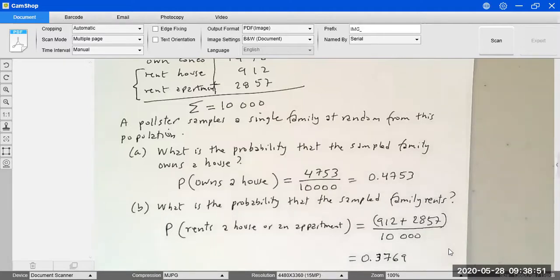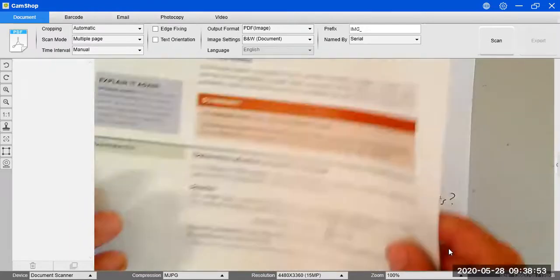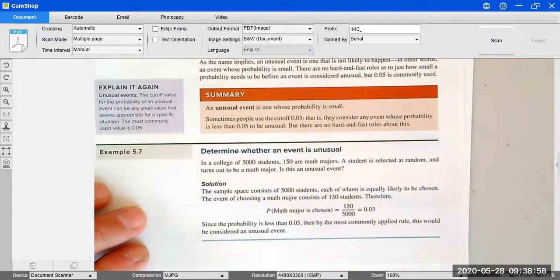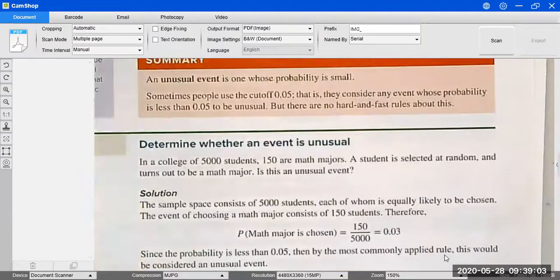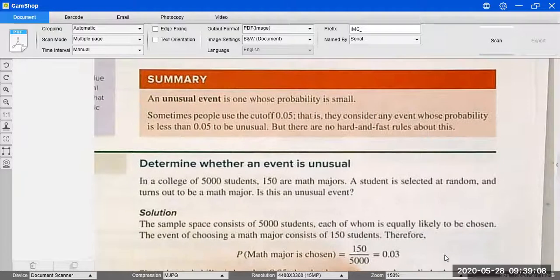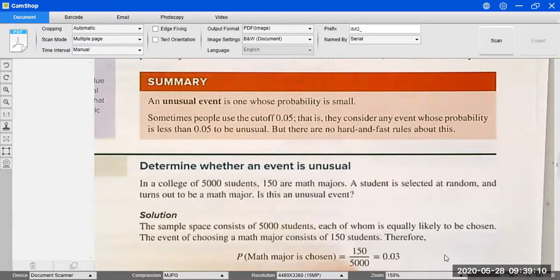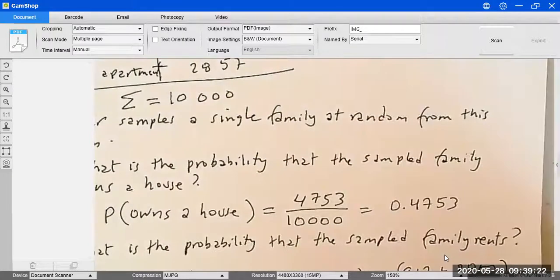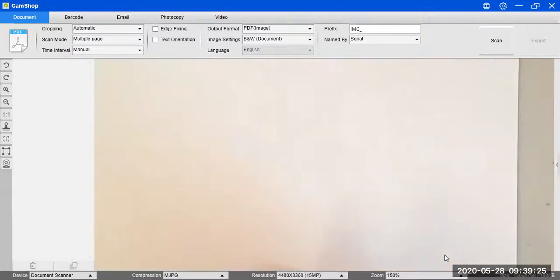So now we're going to see another definition that we're going to use to classify events. And this definition is very, very important. We're going to use the criterion given by this definition a lot of times. So we want to know what an unusual event is. And the definition is very simple. An unusual event is one whose probability is small. So I'm going to write this here in our notes.